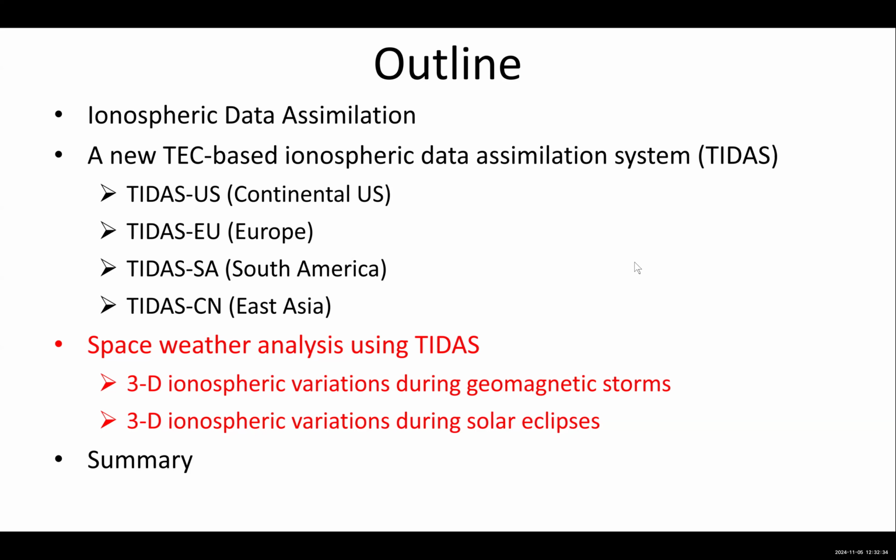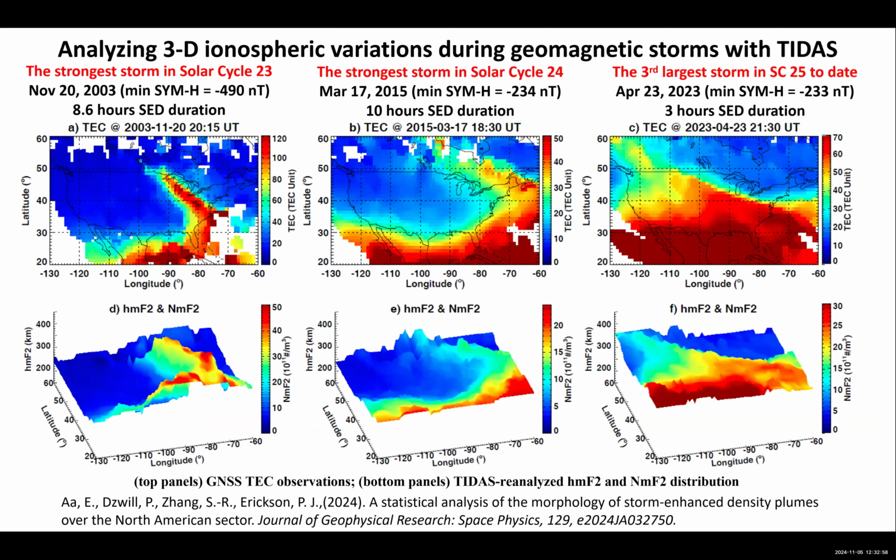Okay, in the next section, I'm going to talk about space weather analysis by using TIDAS as a tool. The first one is about analyzing 3D ionospheric variations during storms. And the next one is about solar eclipse-induced ionospheric variations. About the storm time variation, I've already provided several examples. Here I show some more.